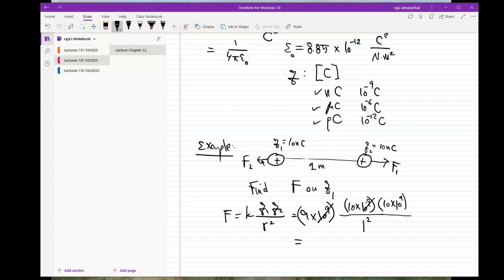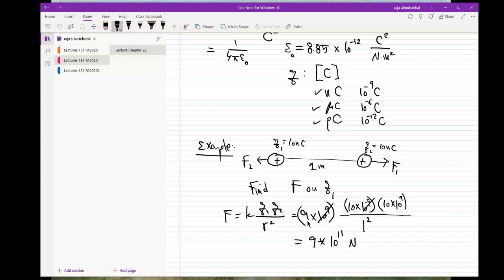So that's going to be 10 times 10 here. 10 times 10 is 10 to the 2 times 10 to the 9, that's 10 to the 11 times 9. So the final answer is going to be 9 times 10 to the 11. Over 1 is just 1. So there we go, we have the unit. I want to make sure.